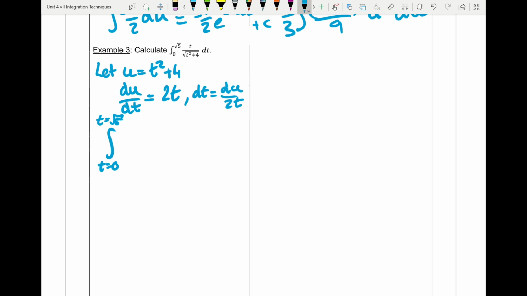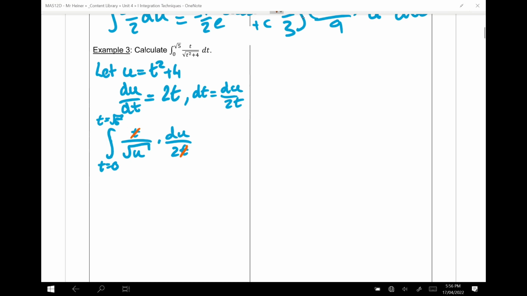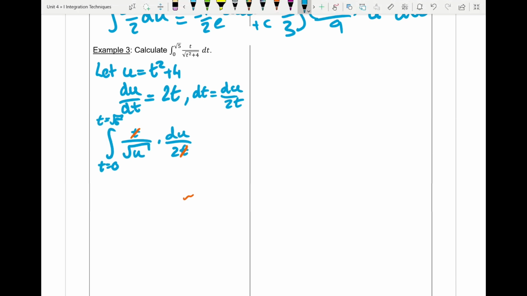So this becomes t on square root of u times du on 2t. So our t's cancel, and we're left with the integral from something to something of du on 2 root u, but we need to find out what these bounds are.